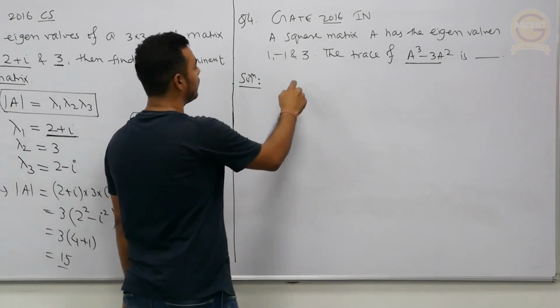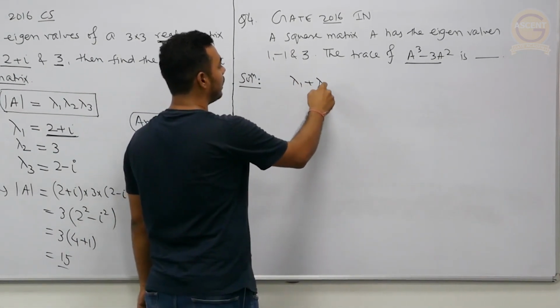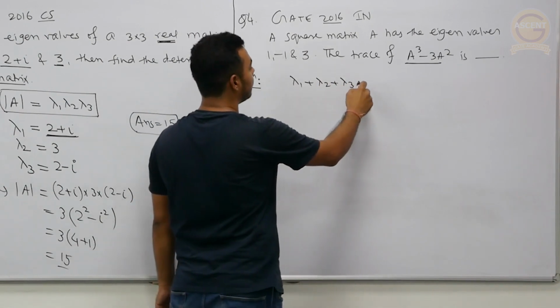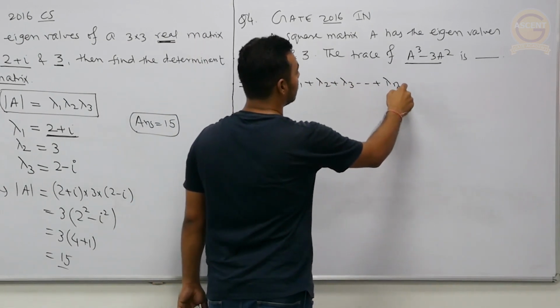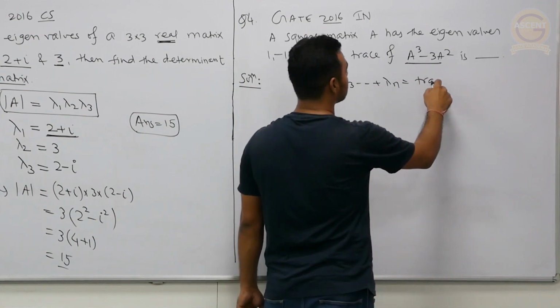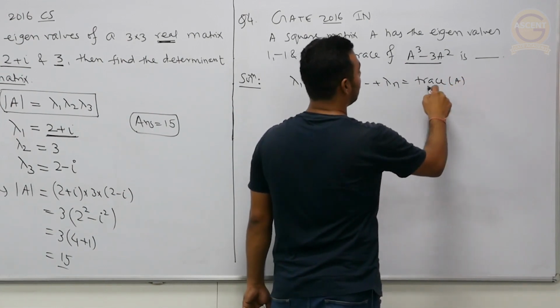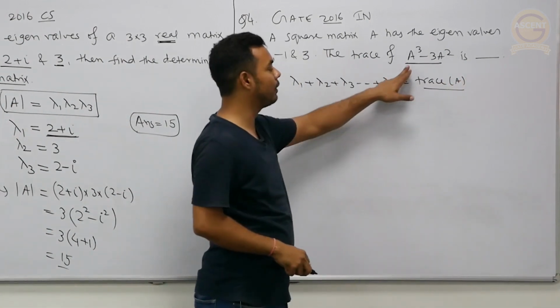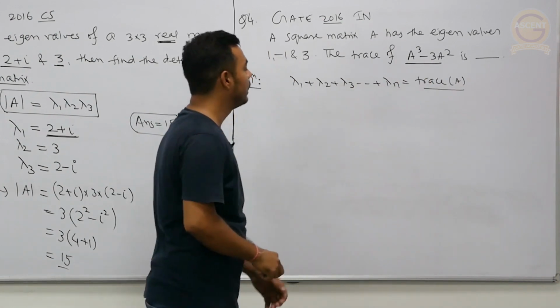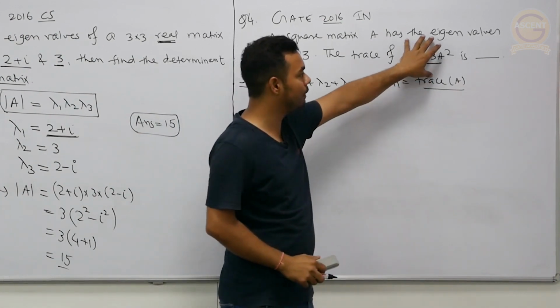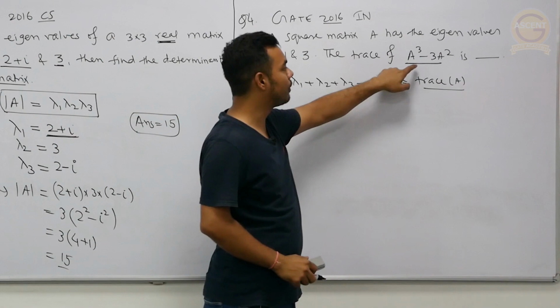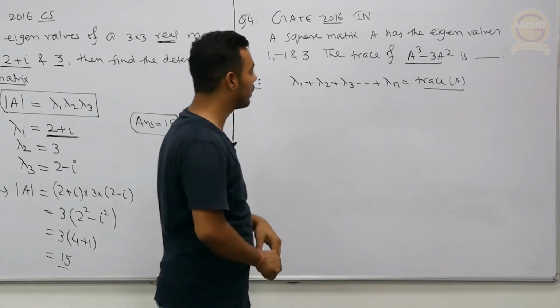So we have learned that the sum of eigenvalues lambda 1 plus lambda 2 plus lambda 3 up to lambda n is nothing but the trace of the matrix. So if we are interested in finding the trace of this matrix A cube minus 3A square, then first we have to calculate the eigenvalues of this matrix, and then the trace will be nothing but the sum of those eigenvalues.